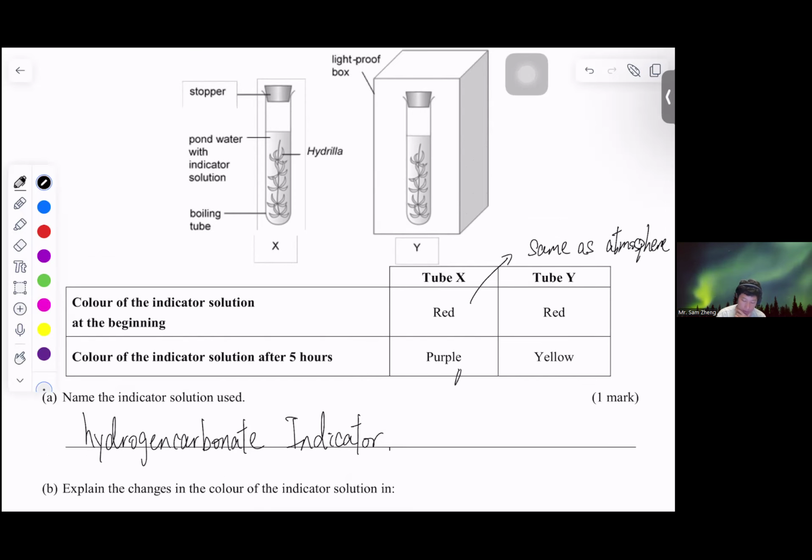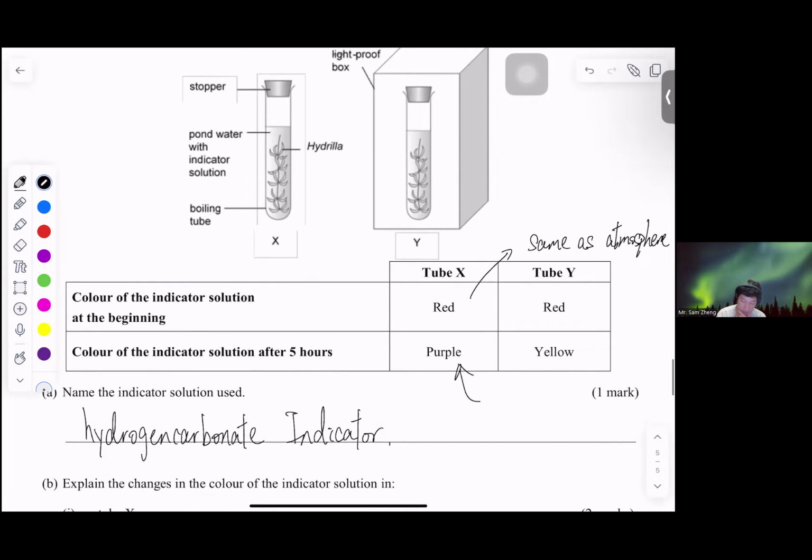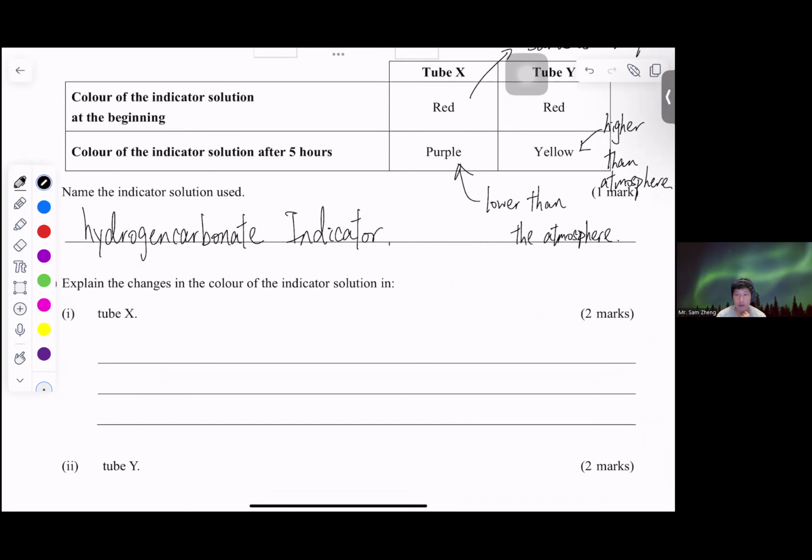Next, purple. In this case, Ibrahim, can you tell me what it is? Okay, good. It would be lower than the atmosphere. Now, if it is yellow, then in this case, it must be higher than the atmosphere. Is it clear?